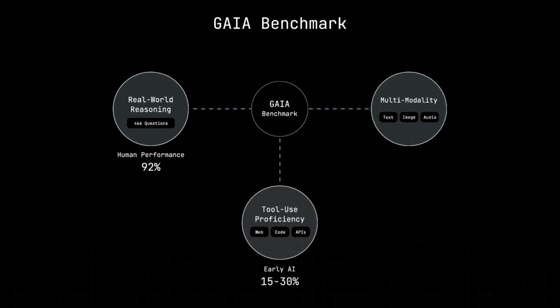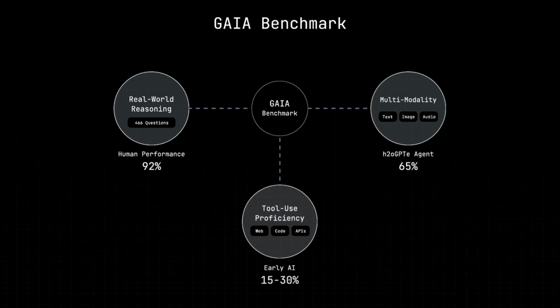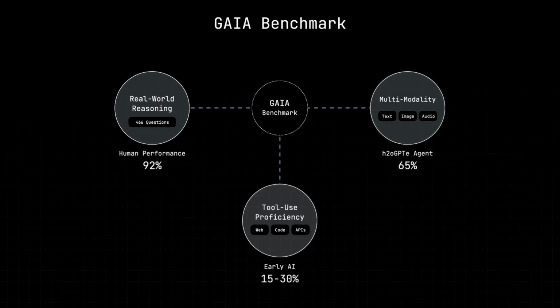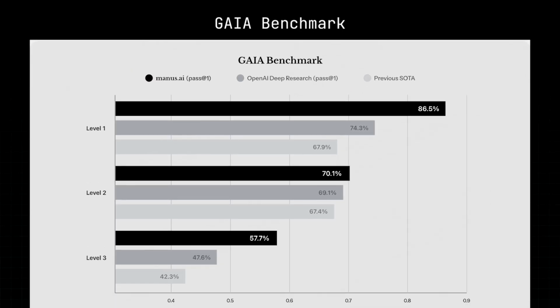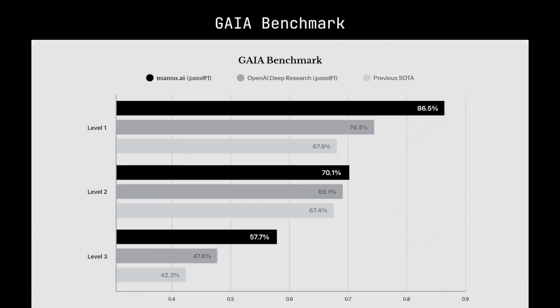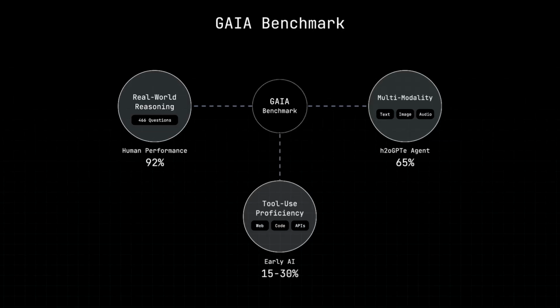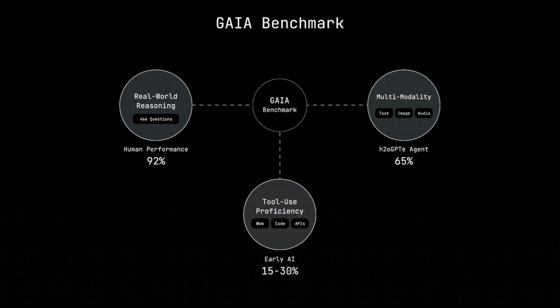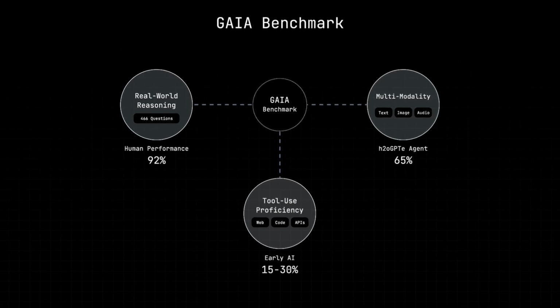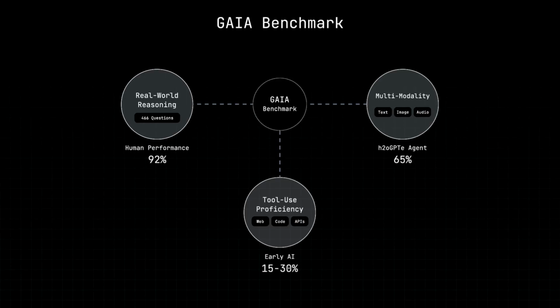For example, H2O.ai's H2O GPT agent recently scored an impressive 65% on GAIA, while Manus AI from Monica is emerging as a leader with state-of-the-art performance in real-world reasoning and tool integration. This benchmark is a game-changer because it provides a holistic view of an AI's capabilities in conditions that closely mirror real-life challenges. Next, let's explore the tools and datasets you can use to benchmark LLMs.